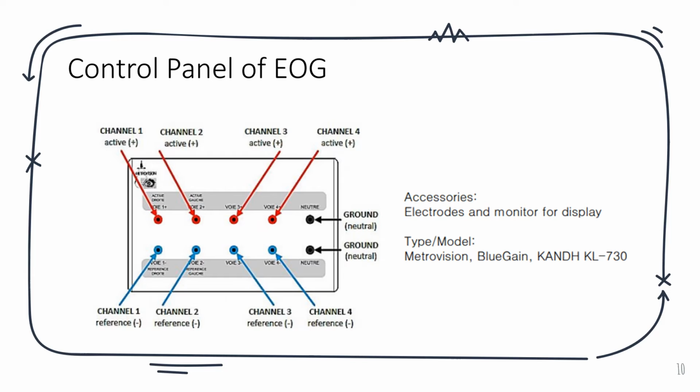This is the control panel of EOG. It is for accessories such as electrodes and a monitor for display to be inserted. Okay, so there are two sides. The active, which is the positive side, has 4 channels, and the reference side, the negative side, also has 4 channels, and there are grounds. This is for the type or model Metrovision, Blue Gain, KANDH or CAN, KL730.